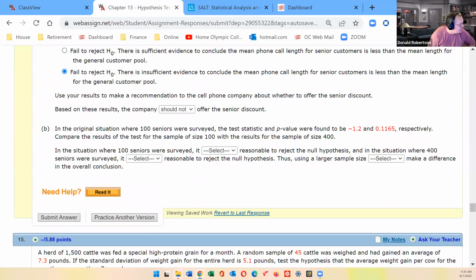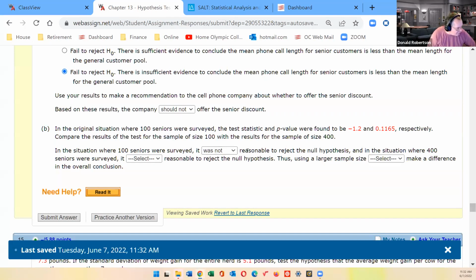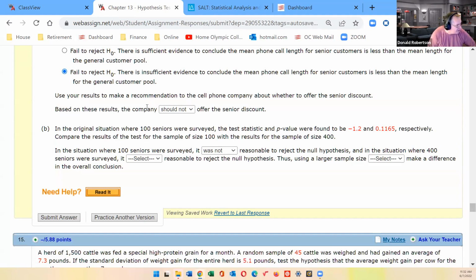In the situation where 100 seniors were surveyed, it was not reasonable to reject the null hypothesis. That's the right way around. The double negatives in the English language. So it was not reasonable to reject the null, right? That's what we said there. Don't reject it. But in the situation where it's 400, it was reasonable. Thus, using a large sample did make a difference.